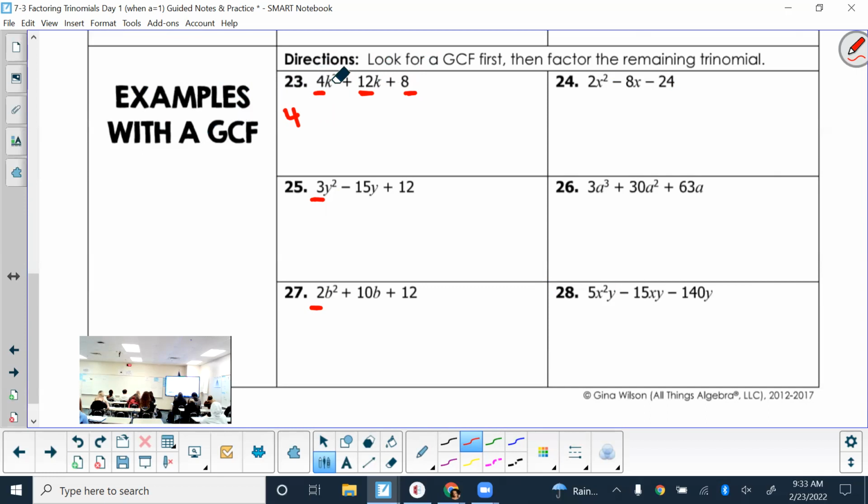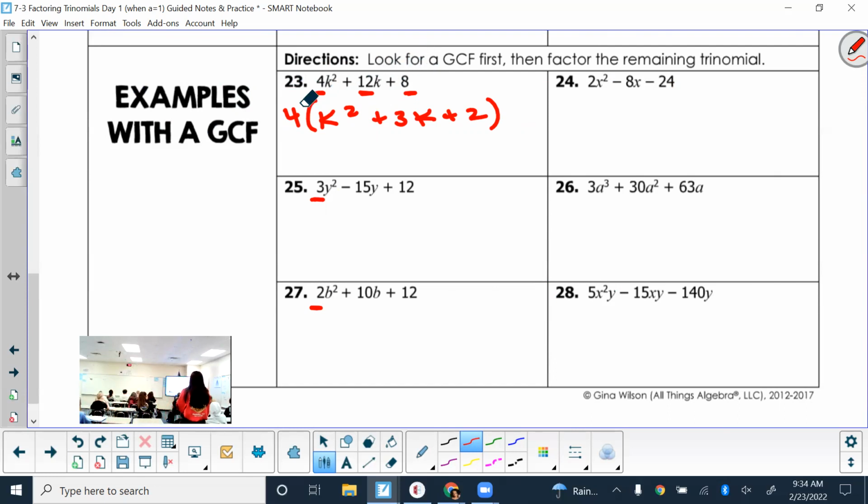All right, can I factor a k out from each term? No, because the 8 does not have a k. So right now the 4 is the only thing in my GCF. GCF always goes outside parentheses. Inside is what you get from dividing by your GCF. So divide each one by your GCF. I get k squared plus 3k plus 2. So everyone see how we just divided by the GCF? Good there?